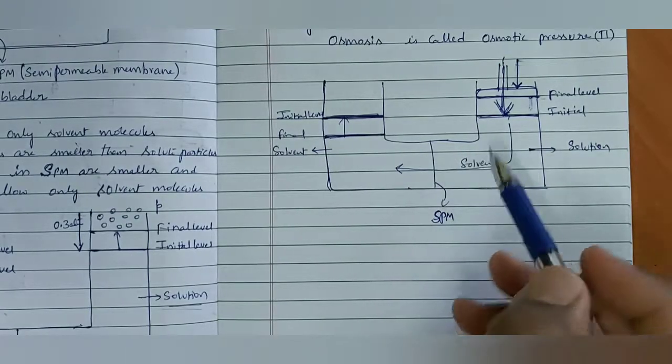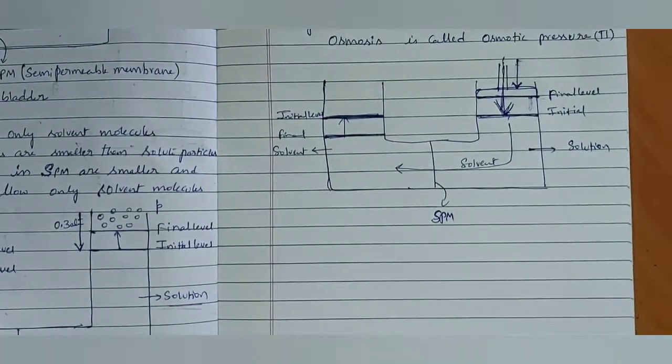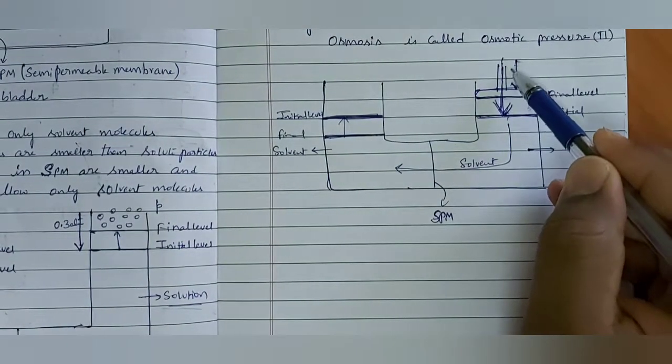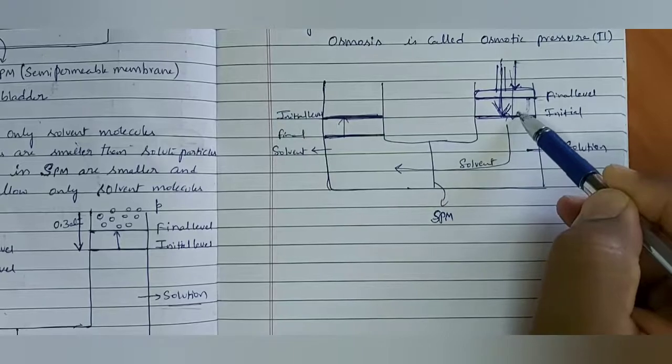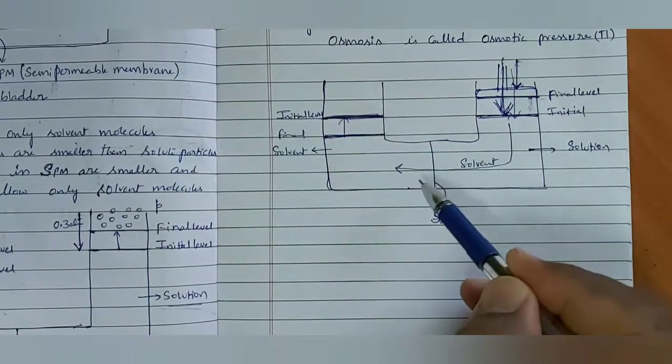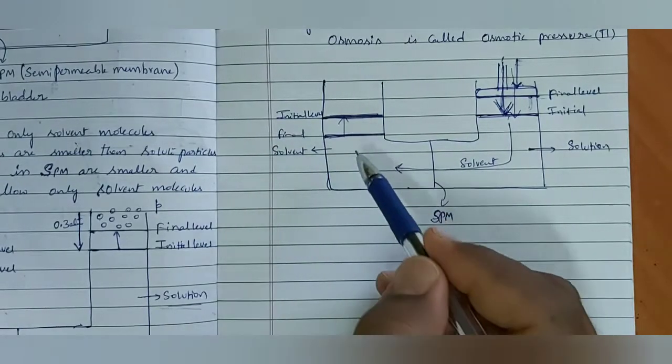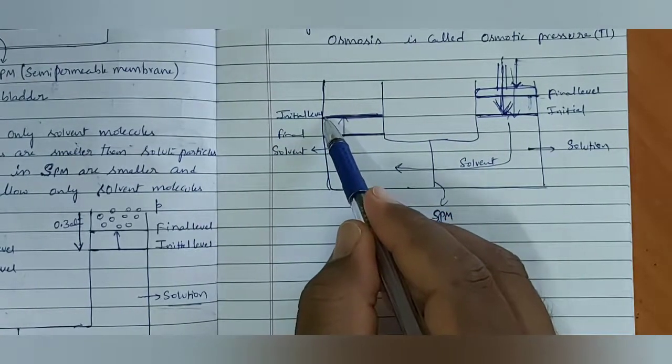Is it okay? Now when we apply the pressure on solution side, on the final level, slowly we are moving down the piston and solvent molecules are moving from solution side to solvent side, and solvent level increases and it is going to reach the initial level.